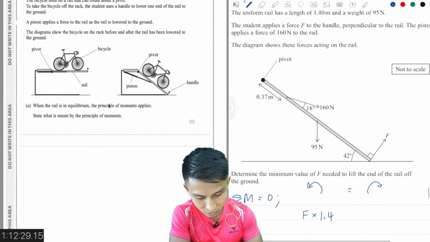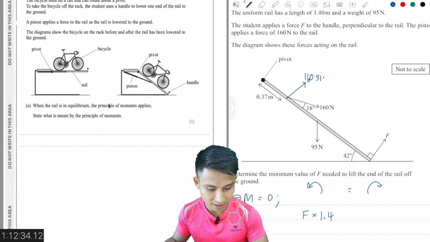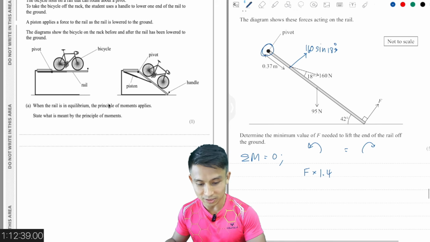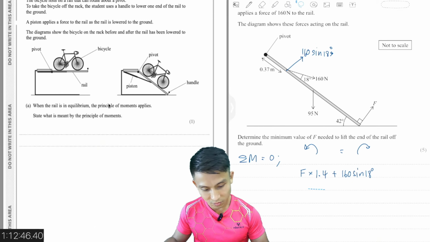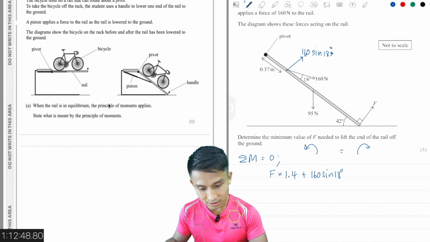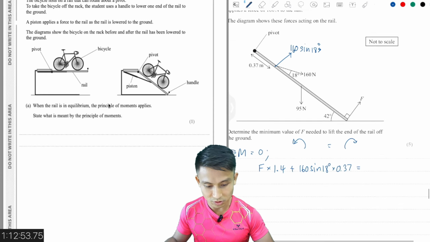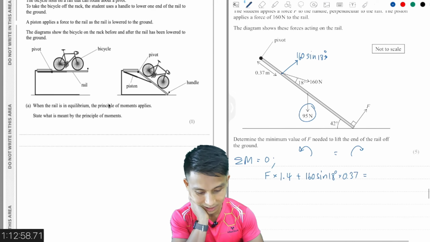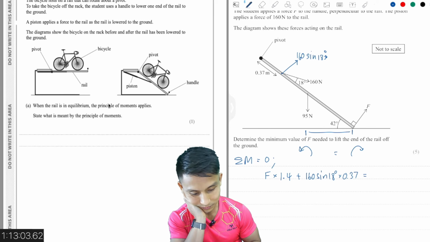So we're just going to find the component of that force, which is 160 sine 18, right? Yeah. And the other component doesn't do much because we're going to take this as a pivot. So that would be plus 160 sine 18 degrees, because the lever arm here is 0.37, so I'm just going to put it there. And the clockwise moment, the only one is just this guy.